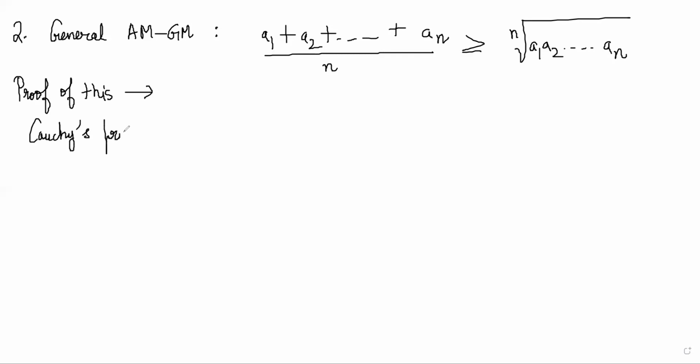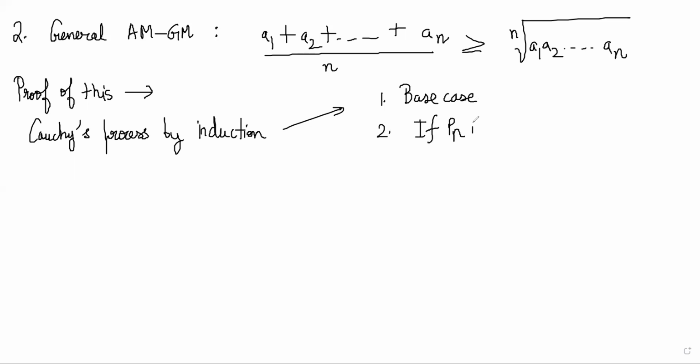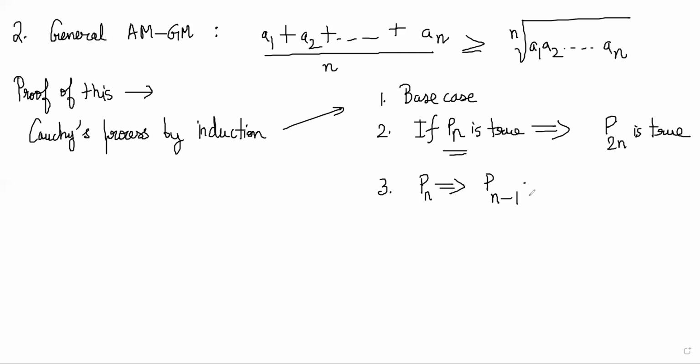So this is not a typical induction that we will do. Cauchy's proof by induction proceeds a little differently. And there are 3 steps to this, right? The first is the base case, which is fairly common. The second is if P of n is true, prove that this implies P of 2n is true. So prove that if P of n, which is the statement that the inequality is true for n variables, holds, then from n variables you can go to 2n variables also. And the last step is prove that P of n implies P of n minus 1.